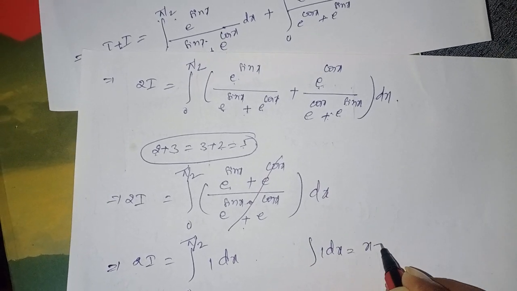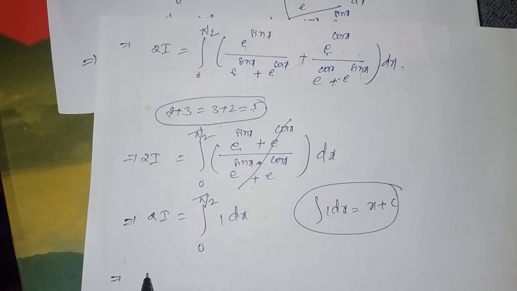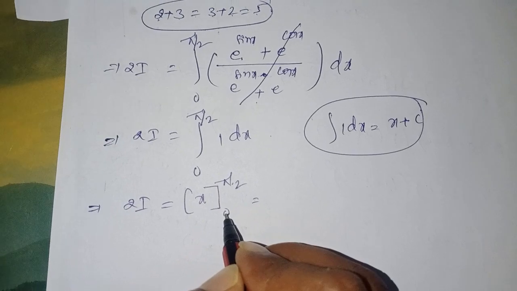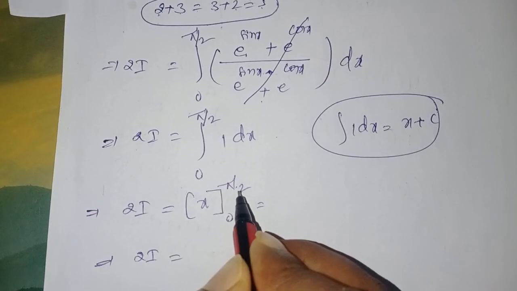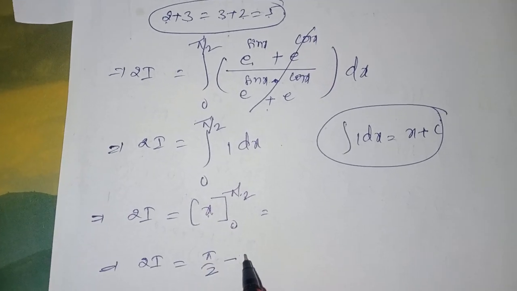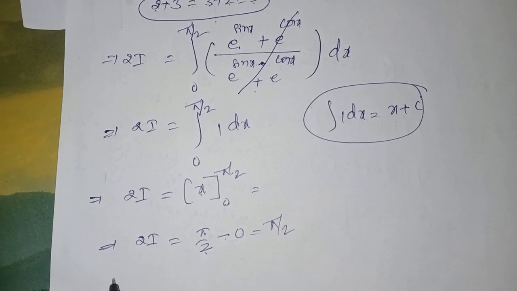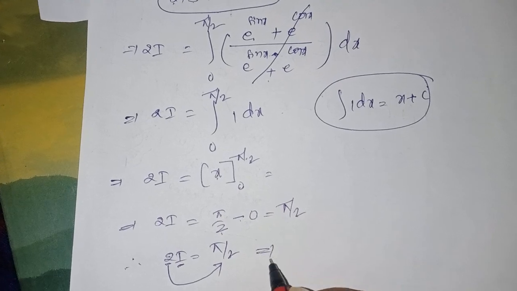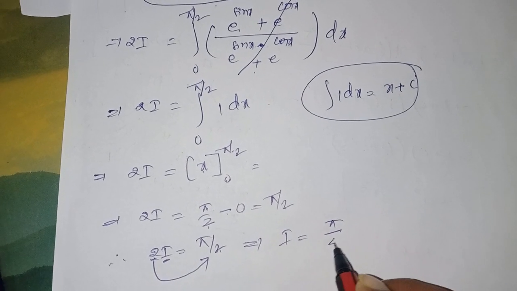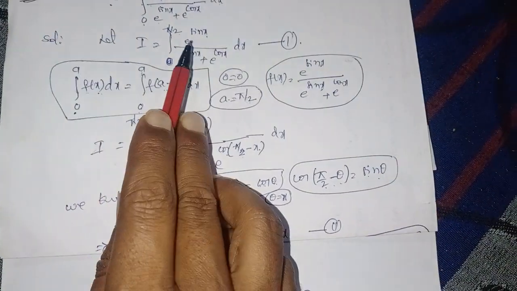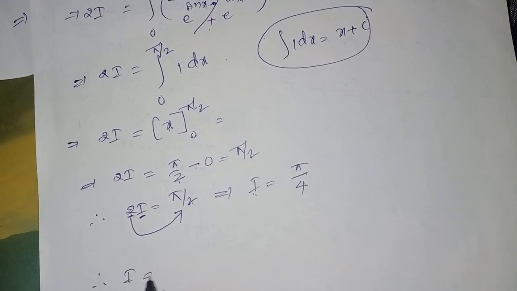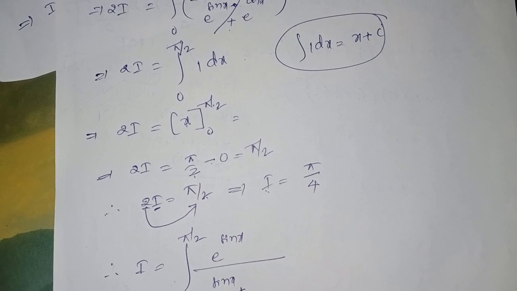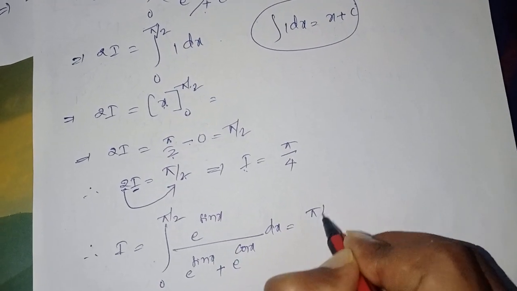So 2I is equal to integral 0 to pi by 2 of 1 dx. The integral of 1 dx is x plus c, but this is a definite integral. So 2I is equal to x with limits 0 to pi by 2. Now substitute the upper limit in x place, and after that the lower limit. So 2I is equal to pi by 2 minus 0, which is pi by 2. Therefore 2I is equal to pi by 2. We need to find only the I value. So the 2 is a multiplication; if we transfer it, I is equal to pi by 2 into 2, that is pi by 4. But what is the I value from equation number 1? That is the given data. Therefore I is equal to integral 0 to pi by 2 e power sin x upon e power sin x plus e power cos x dx is equal to pi by 4, which is the answer.